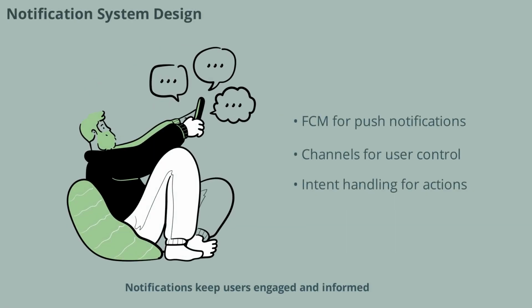Notifications keep users engaged and informed. Android supports push notifications via Firebase Cloud Messaging (FCM) and custom servers. For Android 8 and above, notifications are grouped by channels, allowing users to control preferences. Intent handling lets notifications trigger specific actions, and you can use local notifications for reminders or scheduled events. By distinguishing between remote and local notifications, your app can provide timely updates and maintain user engagement.